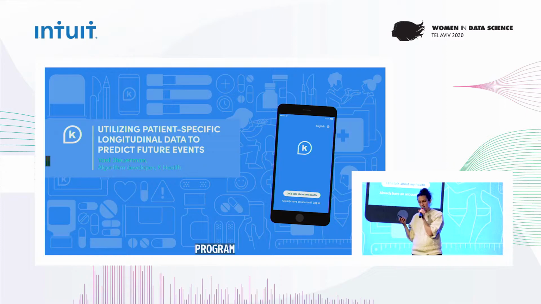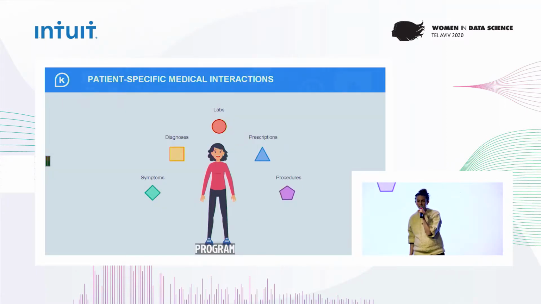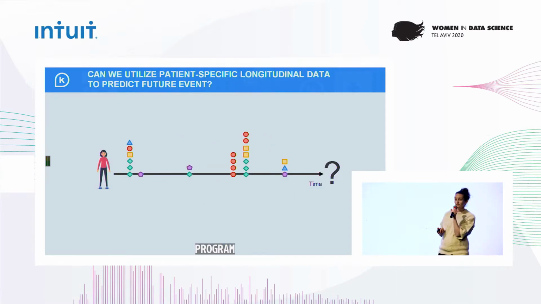So let's talk about your health. Each and every one of us interacts with the healthcare system. It can be when you had your blood drawn, or you went to your family physician and he diagnosed you with an upper respiratory infection. So there are different kinds of interactions: symptom, diagnosis, labs, prescriptions, and procedure. And the ensemble of all of these interactions creates our medical record. If we look at our medical record over time, we can see that there are many visits, and each visit may contain one or more interactions.